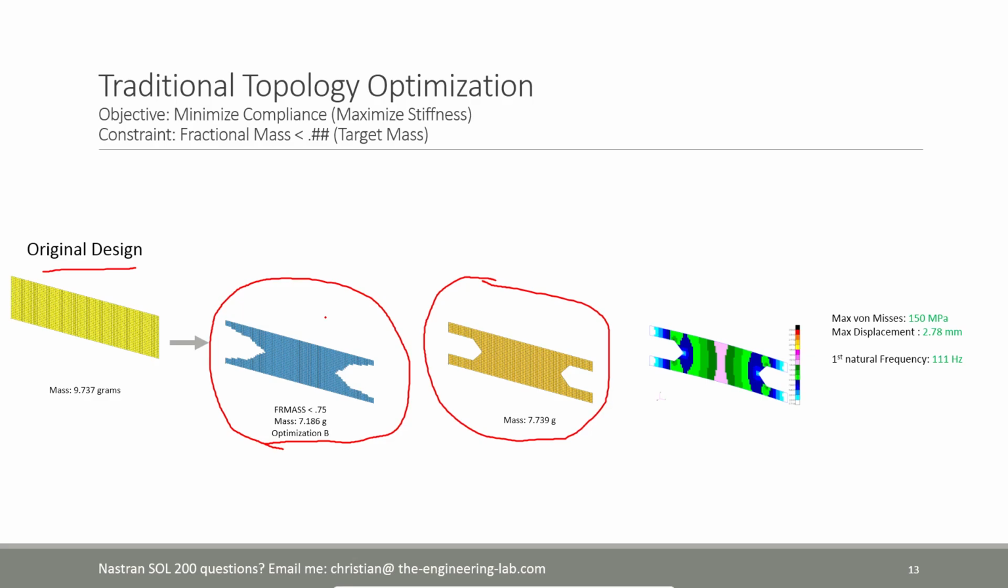So again, the topology solution is going to give us a rough concept like you see here in blue. We are going to smooth it out. We're going to redefine this concept, if you will, and then we're going to perform the verification step after that.